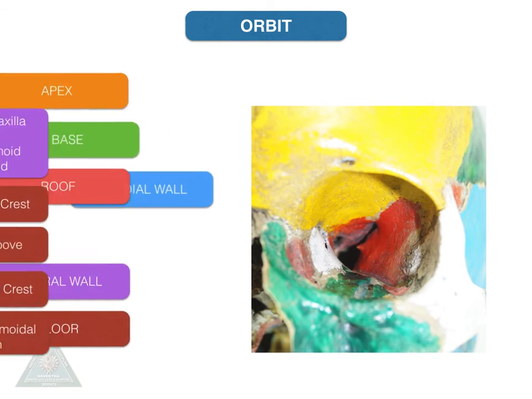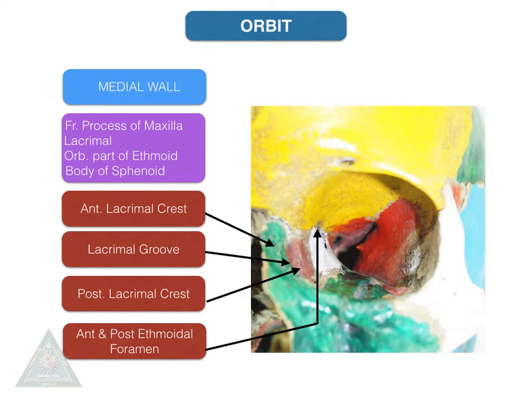Moving on to the medial wall, it is quadrangular in shape. It's formed from before backwards by the frontal process of maxilla, the lacrimal bone, the orbital plate of labyrinth of ethmoid, and the body of sphenoid. In the frontal process of maxilla, we can see the anterior lacrimal crest, which is the attachment for the medial palpebral ligament, lacrimal fascia, and origin of the orbicularis oculi muscle.